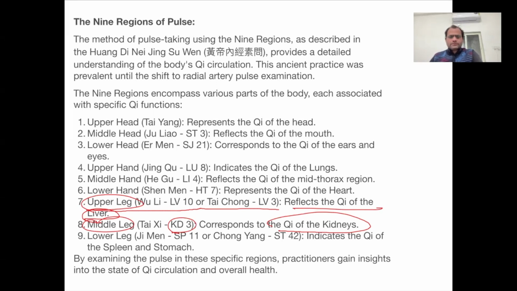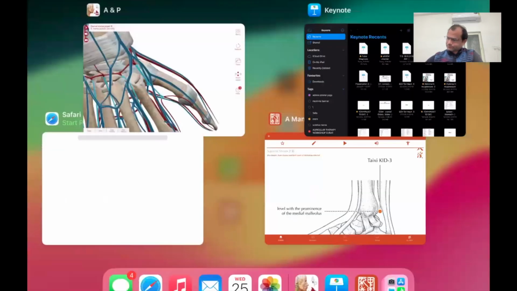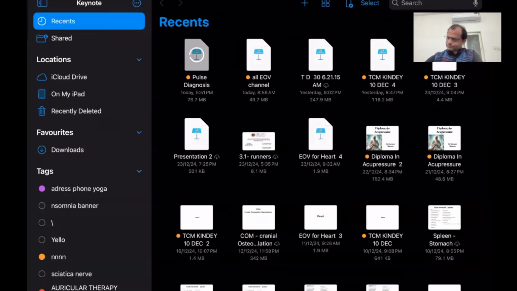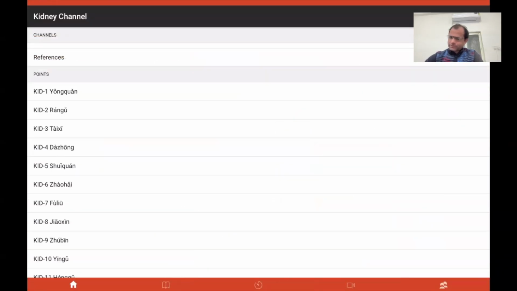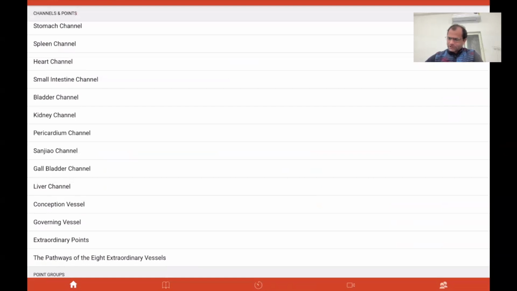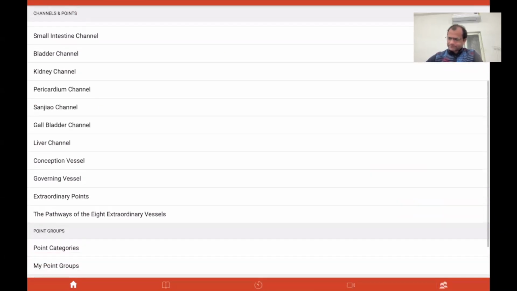Now the lower leg. Lower leg means stomach 42, which is telling the condition of spleen and stomach. Stomach 42 is very easy to identify. So look at this image, stomach 42 is found on the feet. ये हमारी feet में पाया जाता है.